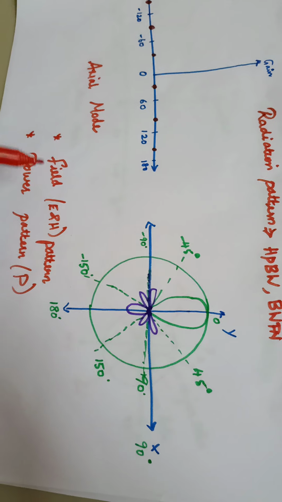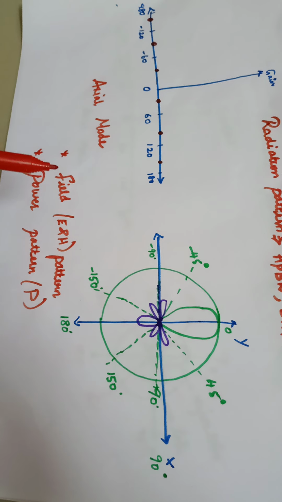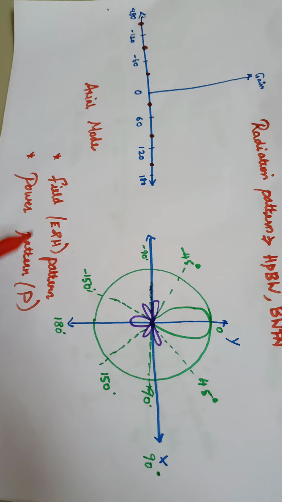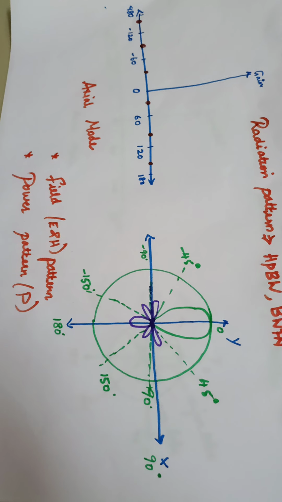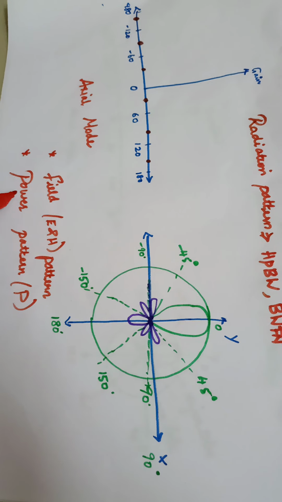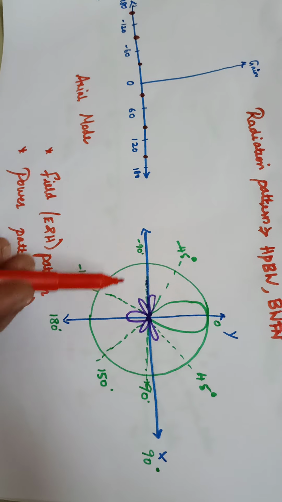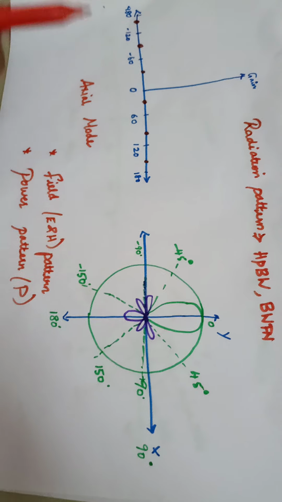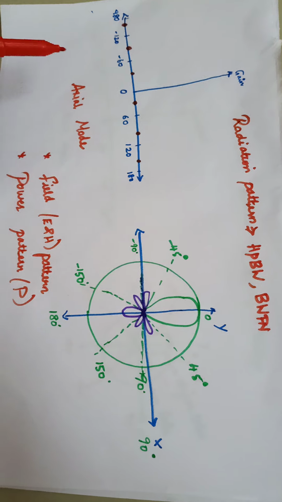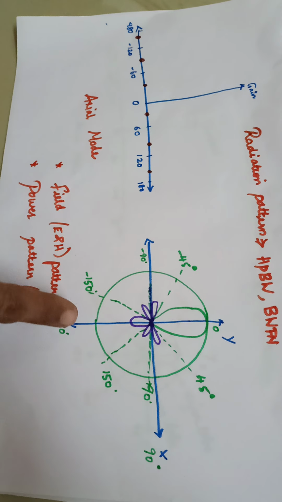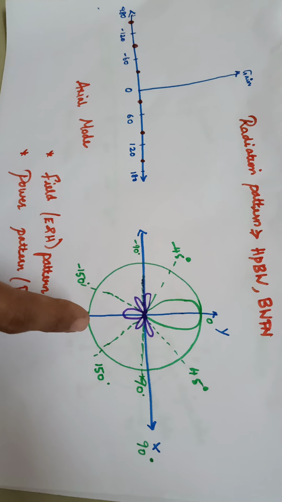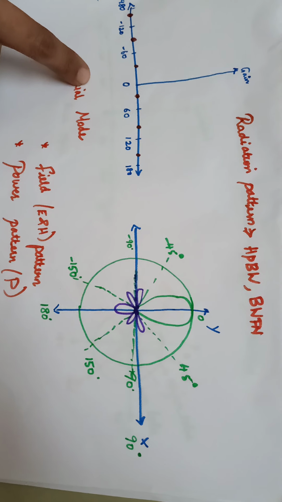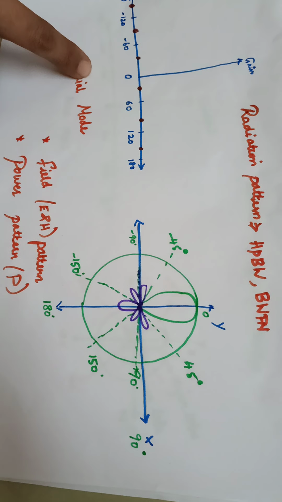In general, the radiation pattern can be expressed in terms of field and power. So I'm going to draw both, one with respect to the fields and another with respect to the power, but both are the same only. That's why I first drew the field. With respect to this, I'm going to draw and show you the gain pattern, that is a power pattern.